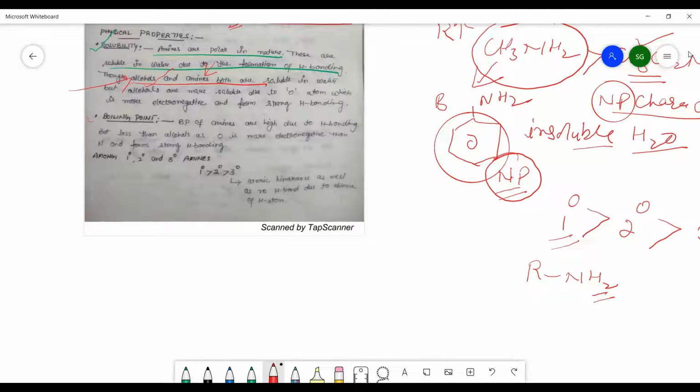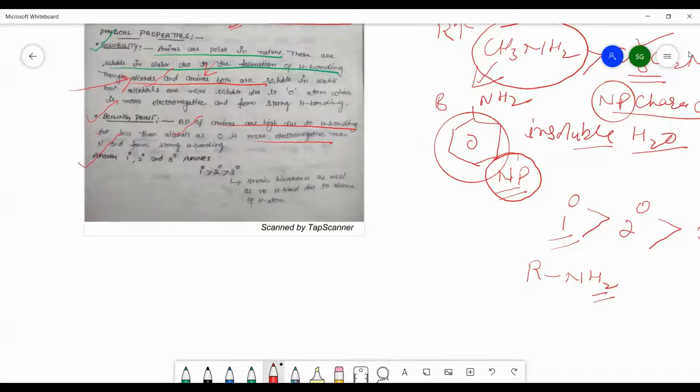Now next is the boiling point. The boiling point of amines is again very high due to hydrogen bond formation. But this boiling point is less as compared to alcohols, as in the previous statement we have seen that oxygen is more electronegative in nature, so it forms stronger hydrogen bonding as compared to nitrogen. So alcohols have a high boiling point as compared to amines.